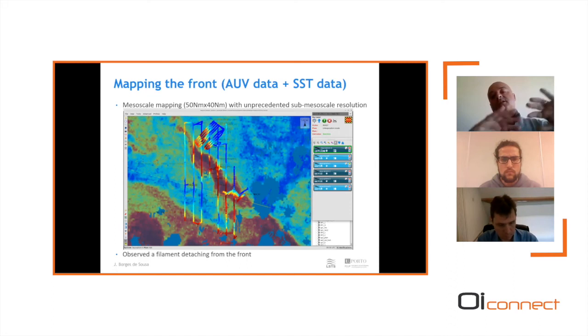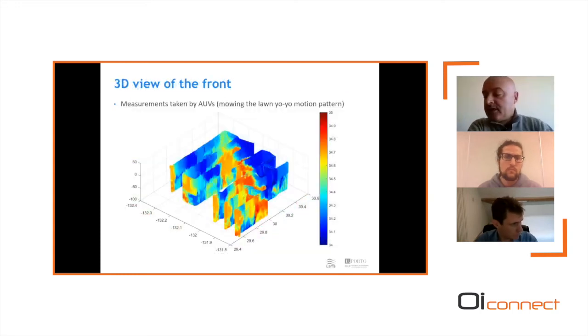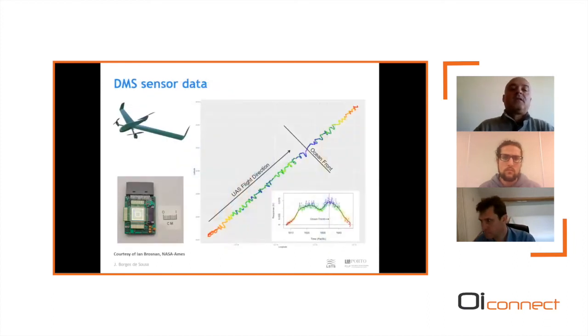So superimposed on this, we have AUV tracks also color-coded by salinity. And then you see that there's an interesting correlation. Of course, you have to keep in mind that time, let's say, accounts for some discrepancies here. So this is kind of a 3D view of the front with measurements taken by the AUVs.